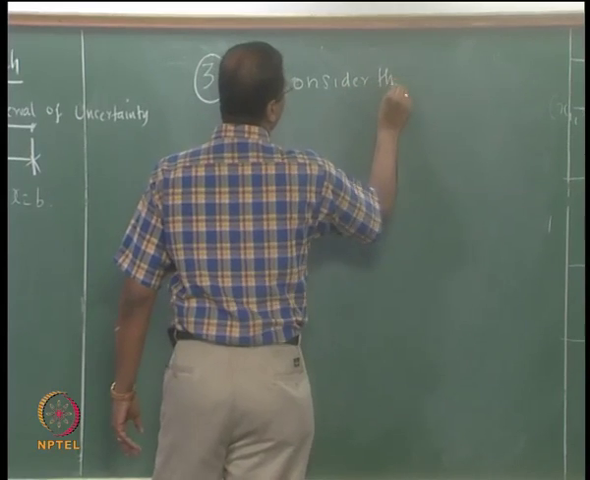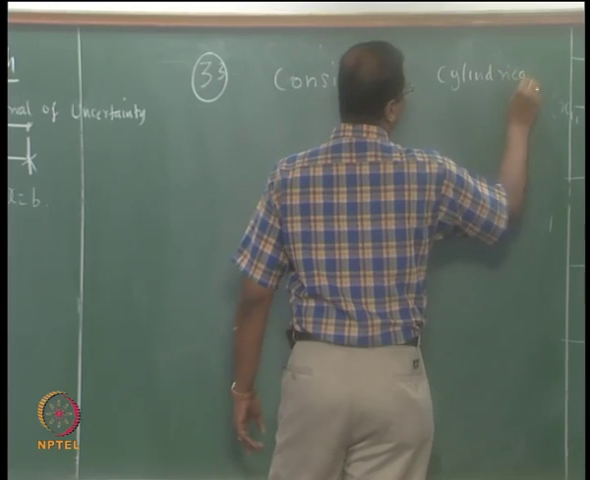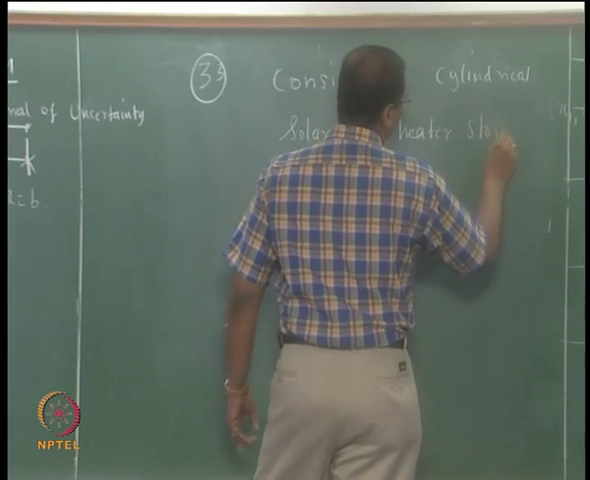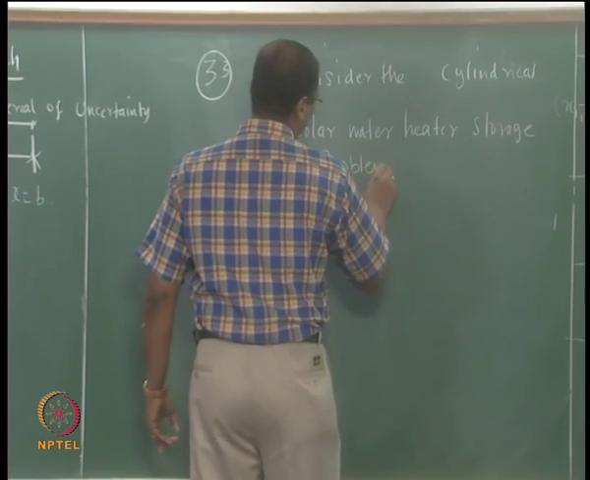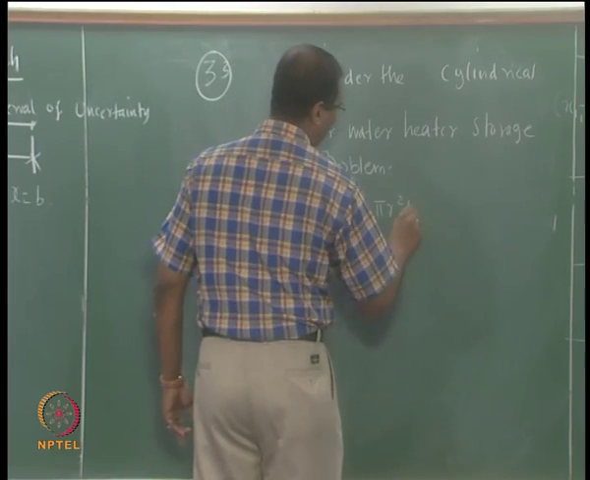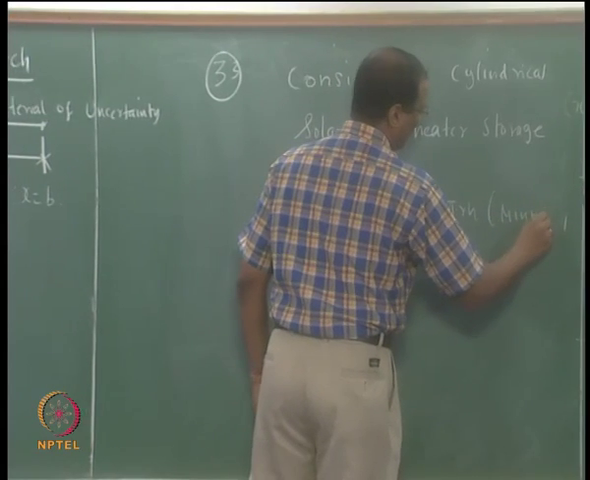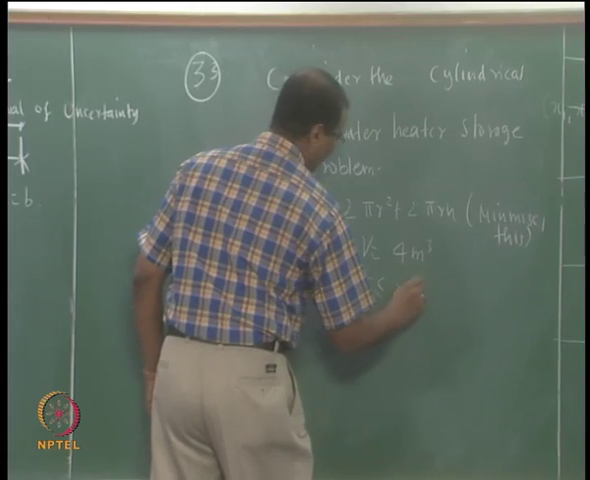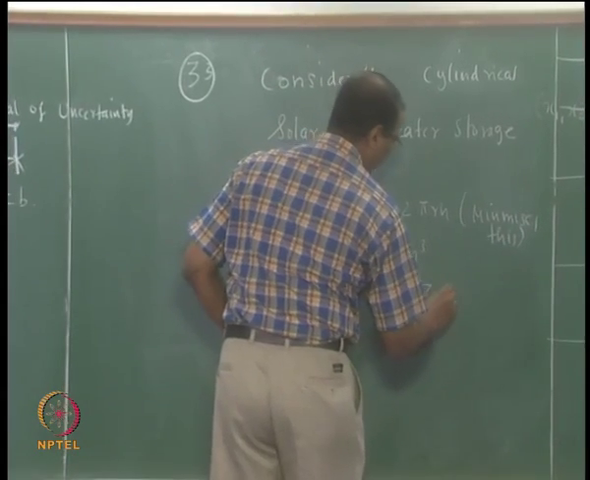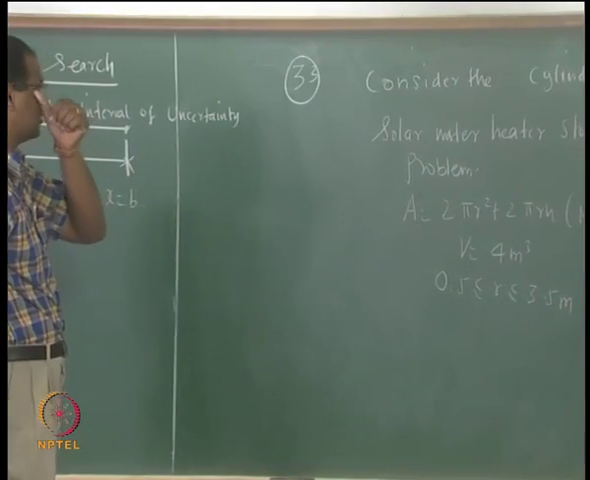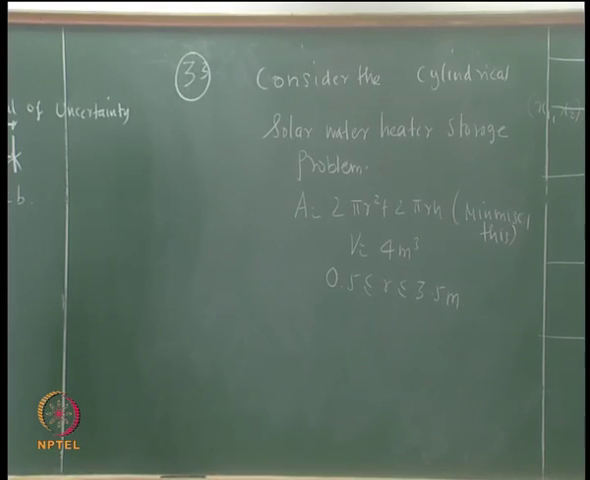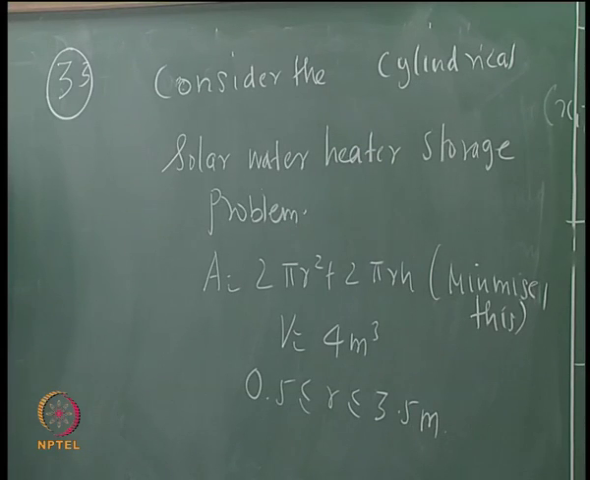Consider the cylindrical solar water heater storage problem. A is 2 pi r squared plus 2 pi r h, that is the surface area which you want to minimize, subject to the volumetric constraint. The volume has got to be 4 meter cube, and the original interval of uncertainty is 3 meters. So we start with 0.5 and end with 3.5 meters.